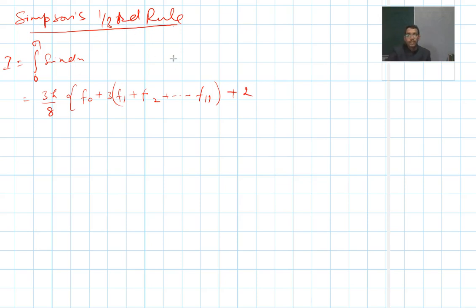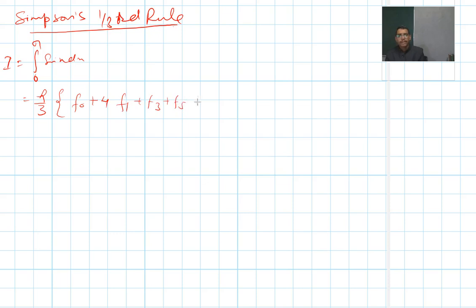this is not the Simpson's 1/3 rule, but let me correct it. Yeah, it is h upon 3, it is f0 plus 4 times f1, f3, f5 and so on, f11, meaning all the odd terms, and then twice of the even terms, f2, f4, and so on, f10, plus f12. So that's what we are getting here.